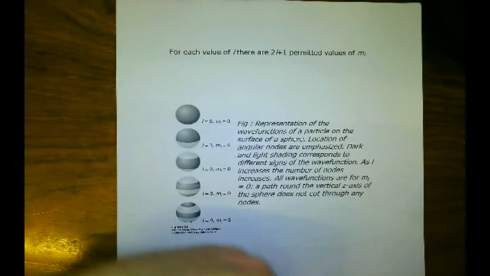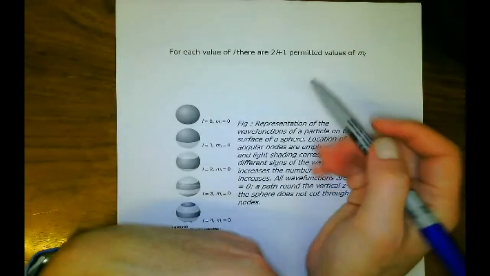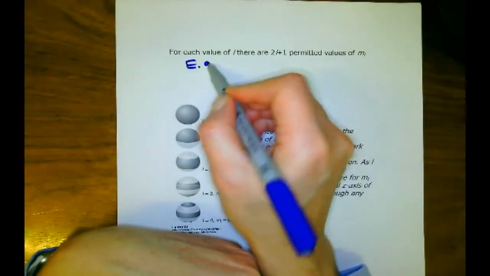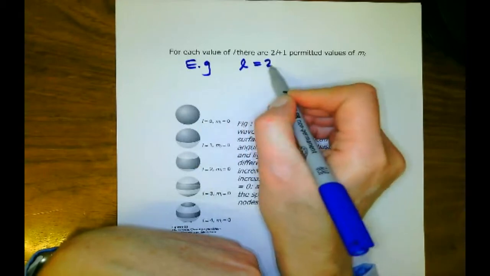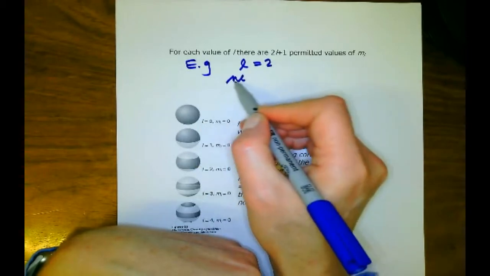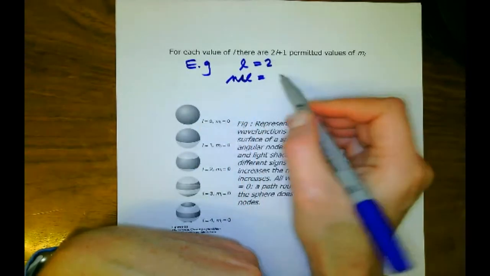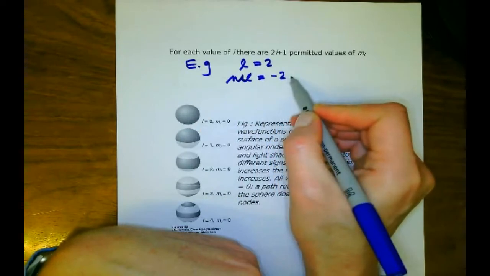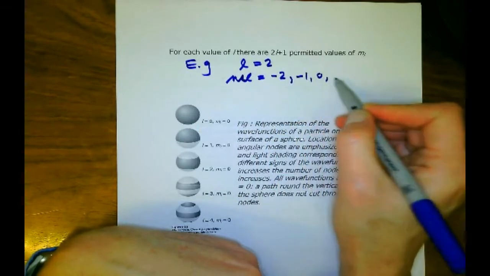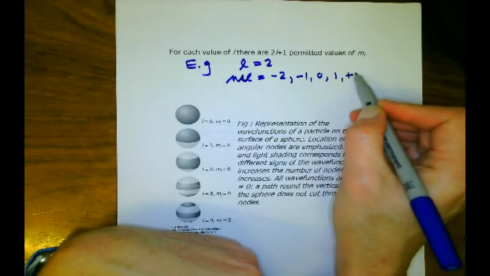Now for each value of L, there are 2L plus 1 values of ML. So let's just look at an example. Let's say L is equal to 2. ML, we said, is determined by L: minus 2, minus 1, 0, 1, 2.